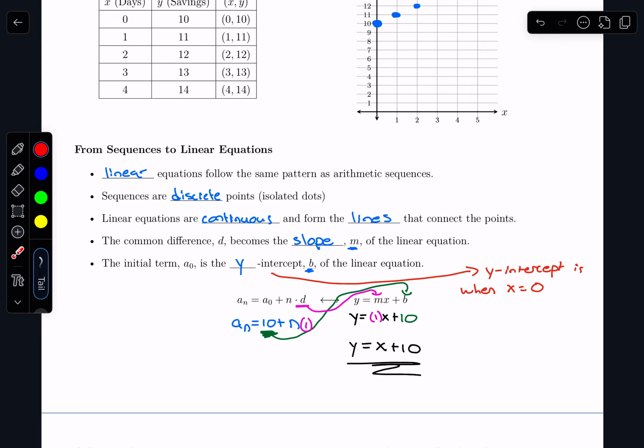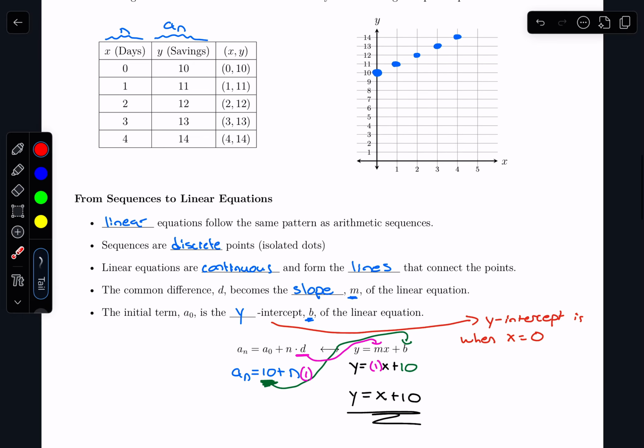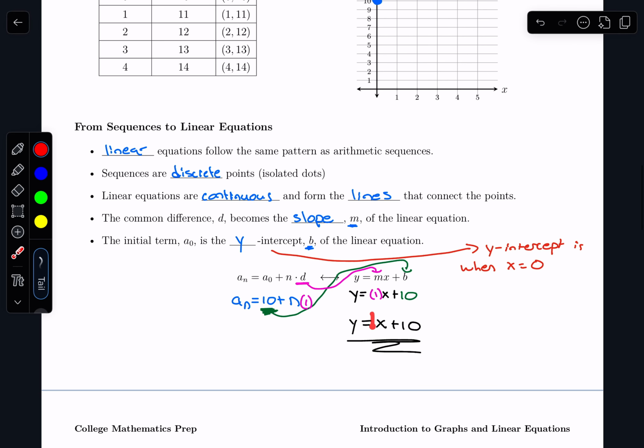And that's exactly the same as saying the sequence a sub n equals 10 plus n times 1, or just 10 plus n. So notice not much changed. A sub n is now the letter y. 10 is still just 10, it's just in a different place in the formula. And n became x. So what we're doing, just like what we did in this table, is we're replacing n with x, and we're replacing a sub n with y. But otherwise, the key information, the 1 that is the common difference and the 10 that is the initial value, stays there. We do not lose those things when we convert to a linear equation.